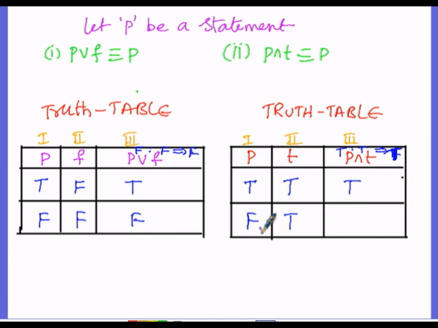Whereas in the second case the first statement P must be true, but here the statement's truth value is false. Therefore here we will get false.